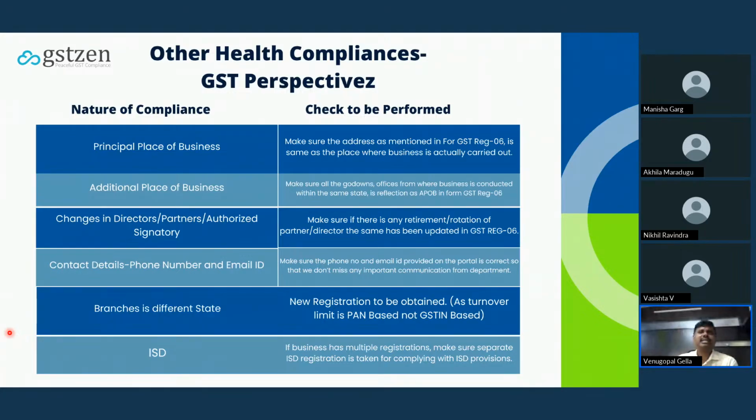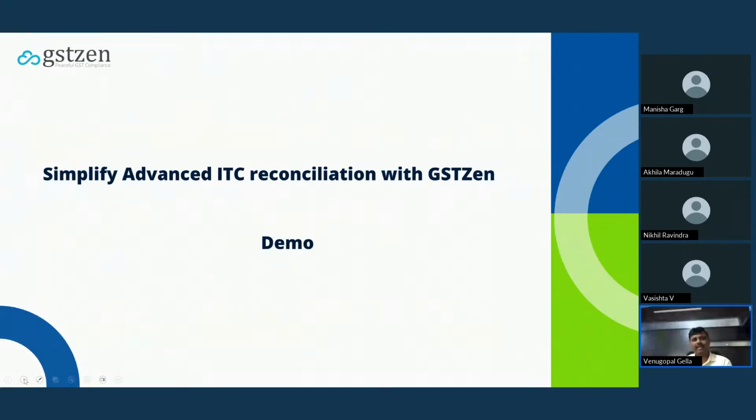If you have branches in different states, it has to be a new registration. Whenever you have multiple registrations, you have to do an ISD registration. In earlier sessions of ours, we have discussed what is ISD and to whom it is applicable. You can go to the YouTube channel of GST Zen and watch for the ISD in detail. With this, we have come to the end of the theory session.